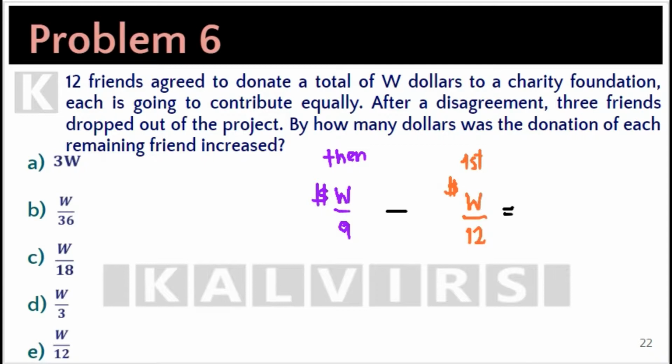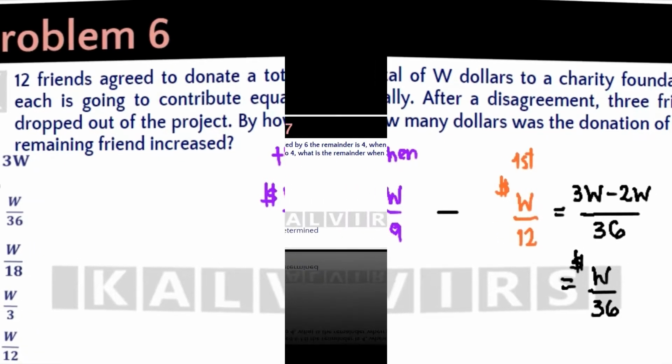Finally, W over 9 minus W over 12 is the answer. The common denominator is 36. Now we have 3 times W minus twice W. Finally, the answer is W over 36. Choice B is correct.